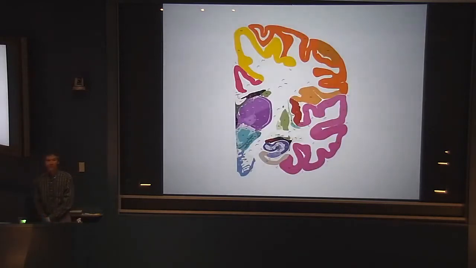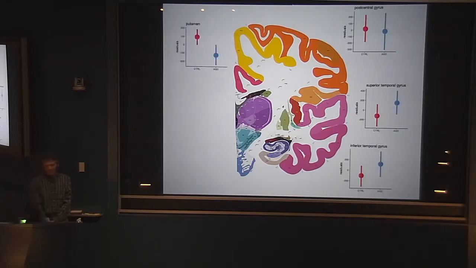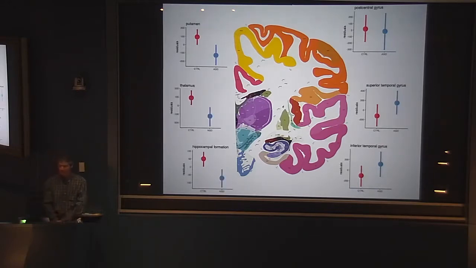Using just our sample from Toronto, I'll give you again a bit of a different overview of what this looks like, where I'm showing with confidence intervals across different brain areas, subtle increases in the inferior temporal gyrus, increases in the superior temporal gyrus again. So in this case, blue is patients with autism, red is controls. Not much change around the motor areas. And then decreases in volume as you go subcortically. So in this case, in the putamen, in the thalamus, and in the hippocampal formation.